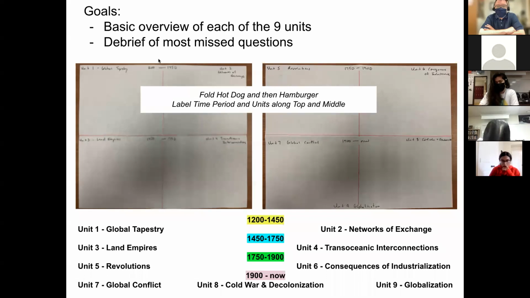And then when you flip the bad boy over, along the top, unit 5, Revolutions. Along the middle top, 1750 to 1900. Then unit 6, Consequences of Industrialization. And then the middle back to the left, unit 7, Global Conflict. The dates, 1900 to now in the middle bottom. And then you want unit 8, Cold War and Decolonization. And then because it's 8 and not 9 blocks, just throw Globalization somewhere down the bottom, you'll have space.